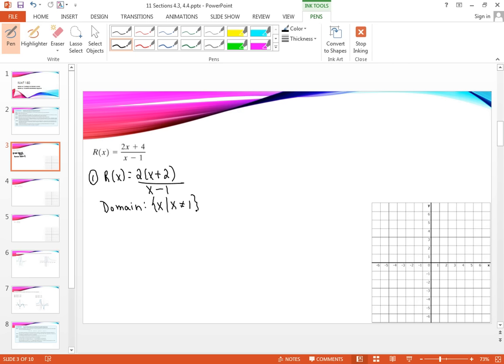Okay. Step number 2 says write r in lowest terms. Well, what that means is if there's any common factors on top and bottom, then you would reduce those down to 1. You cancel those out. There's nothing common on top and bottom of this. You've got a 2 and an x plus 2 on top. You've got an x minus 1 on bottom. Nothing's going to cancel. So as far as you're concerned, nothing to do in step 2. It's already in lowest terms.